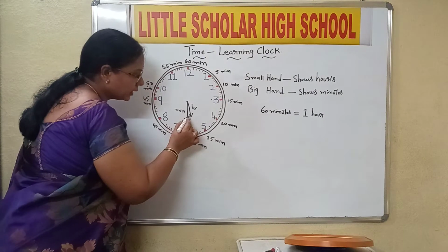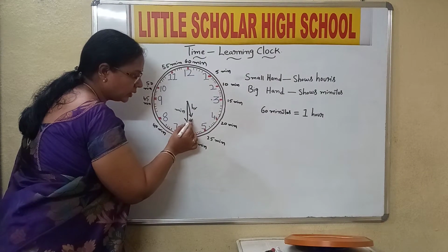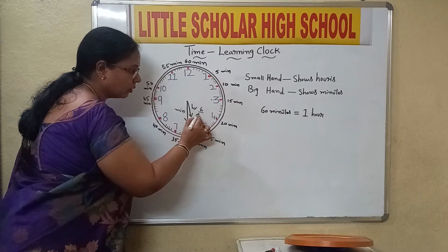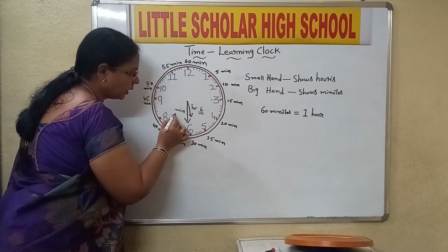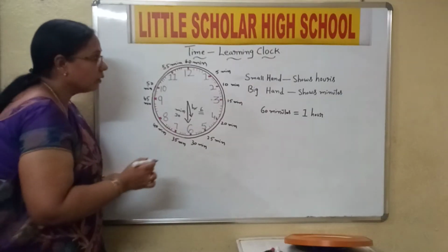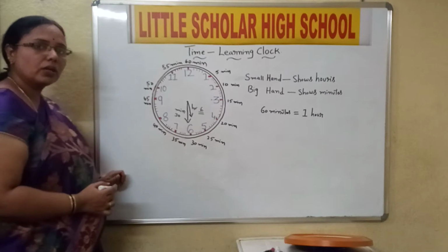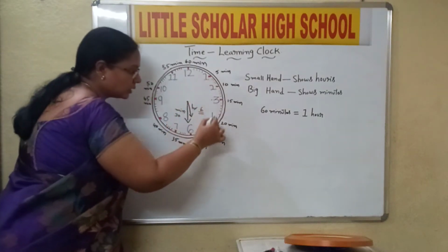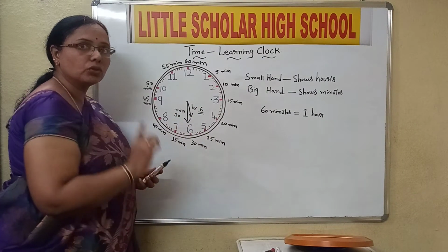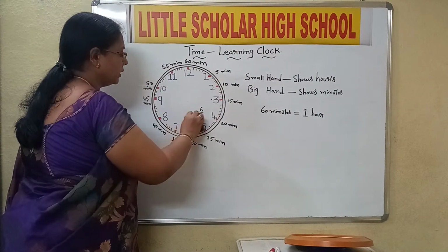So with the hands on 6 and 6, the hour is 6. But how many minutes? 30 minutes. So what is the time? 6:30, or we can say half past 6. When the big needle is on 6, it is half past.